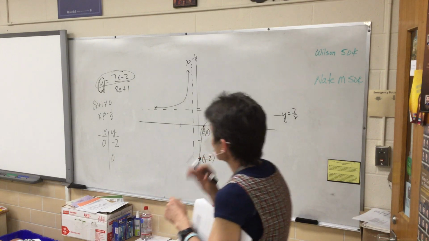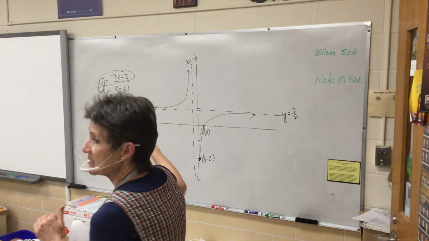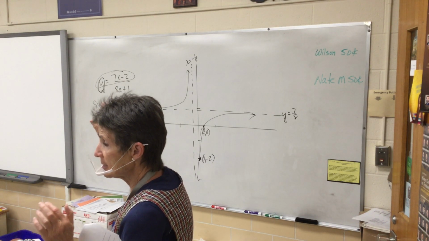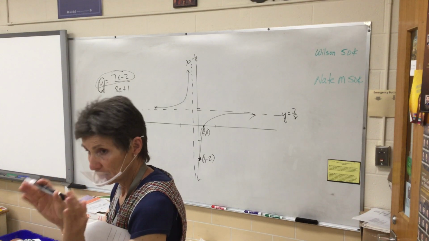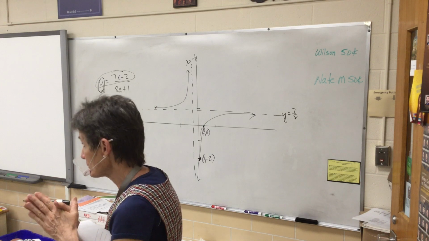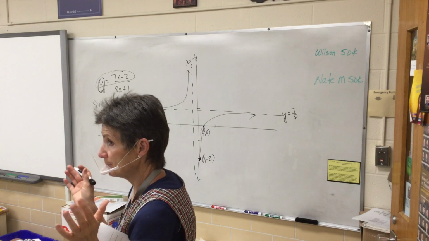Does anybody have a question about one of these problems? I know I erased the other two, but you can look at them anyway. Do you have it figured out how you put in the vertical asymptotes and the horizontal asymptotes, your intercepts and your holes? You got that under control?